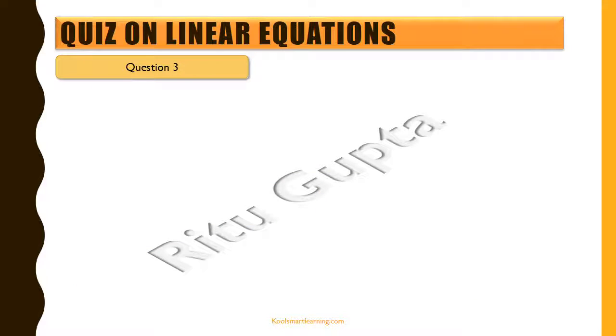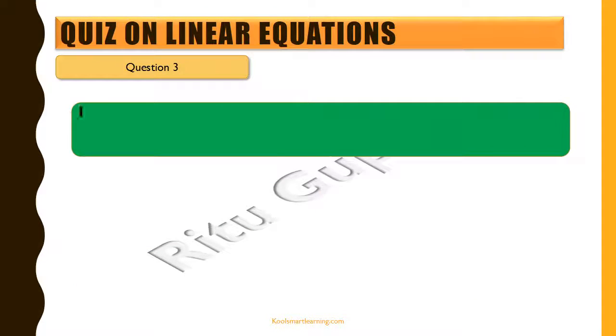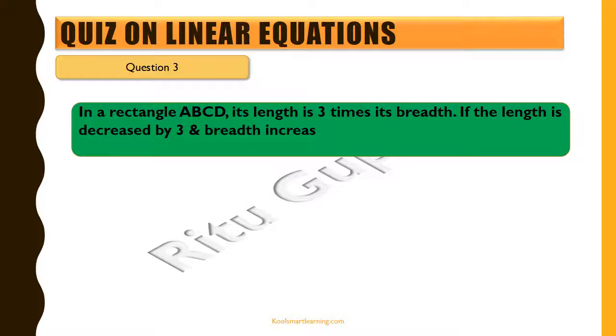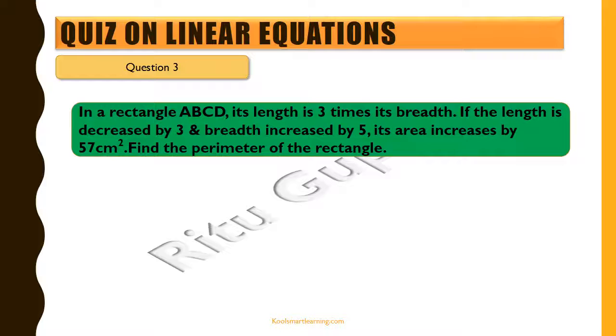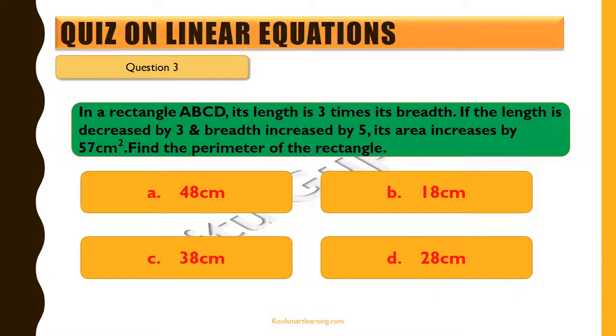And let's look at the last question on the quiz. In a rectangle ABCD, its length is 3 times its breadth. If the length is decreased by 3 and breadth is increased by 5, its area increases by 57 centimeters square. Find the perimeter of the rectangle. So you have to find the perimeter of the original rectangle. So these are the different options.